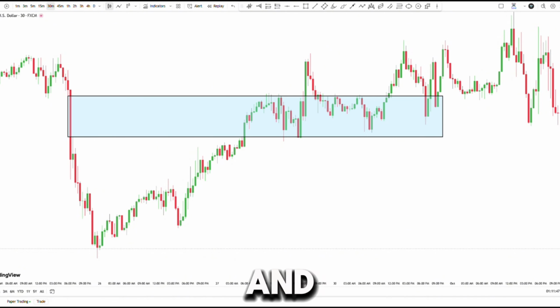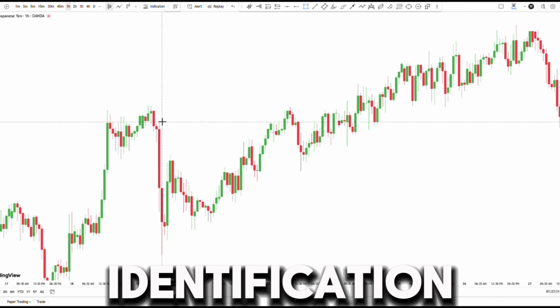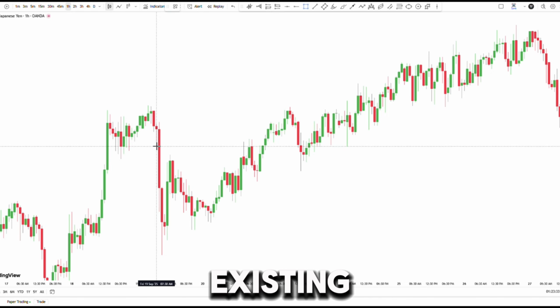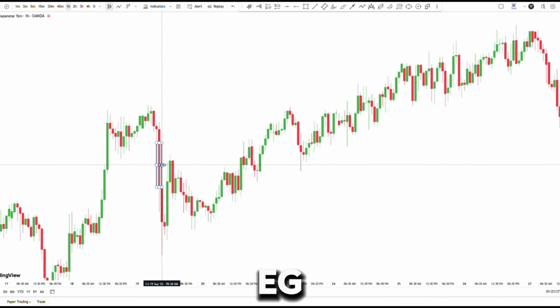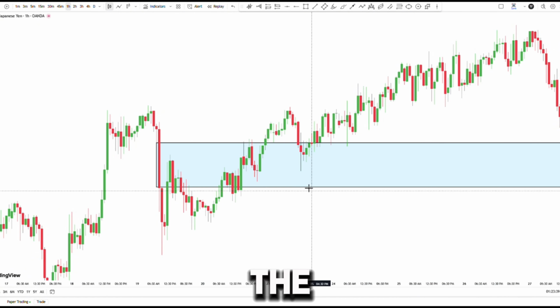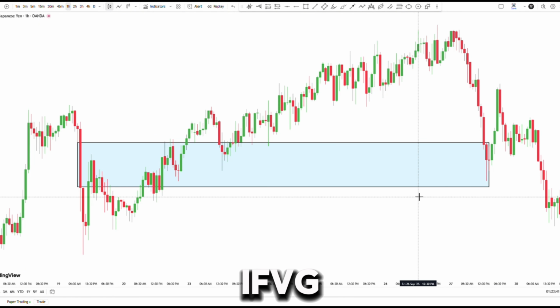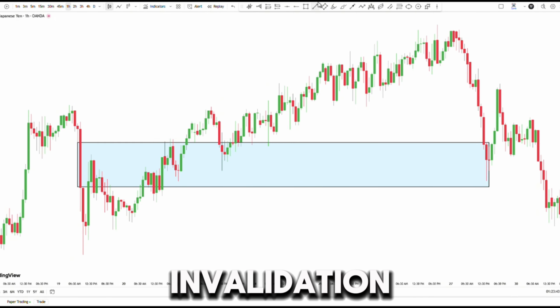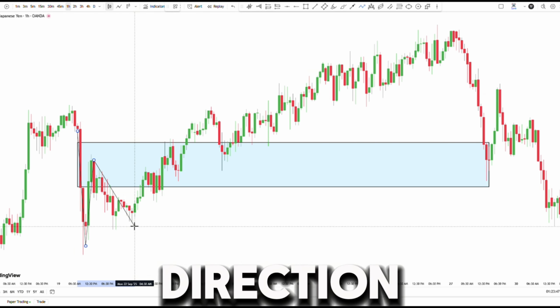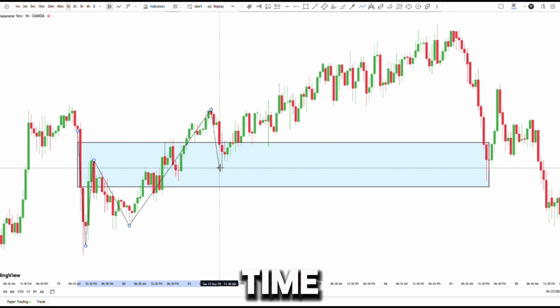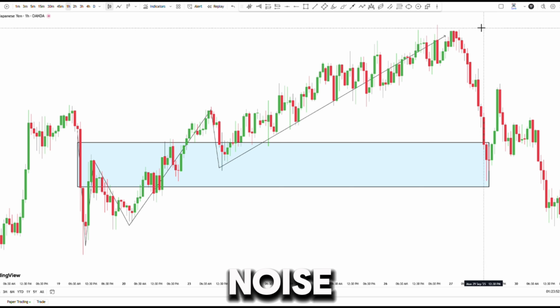How to identify and trade IFVGs. Identification. Start with an existing FVG. Watch for price to sweep through it, e.g., wick or close beyond the far boundary. The IFVG forms in the area where the invalidation happened, often as a new three-candle structure in the opposite direction. Use higher timeframes for confirmation to avoid noise.